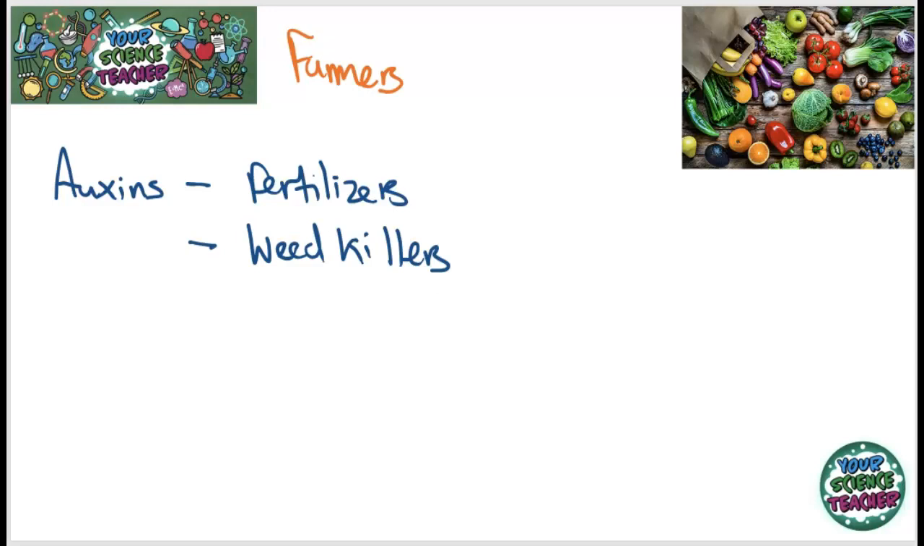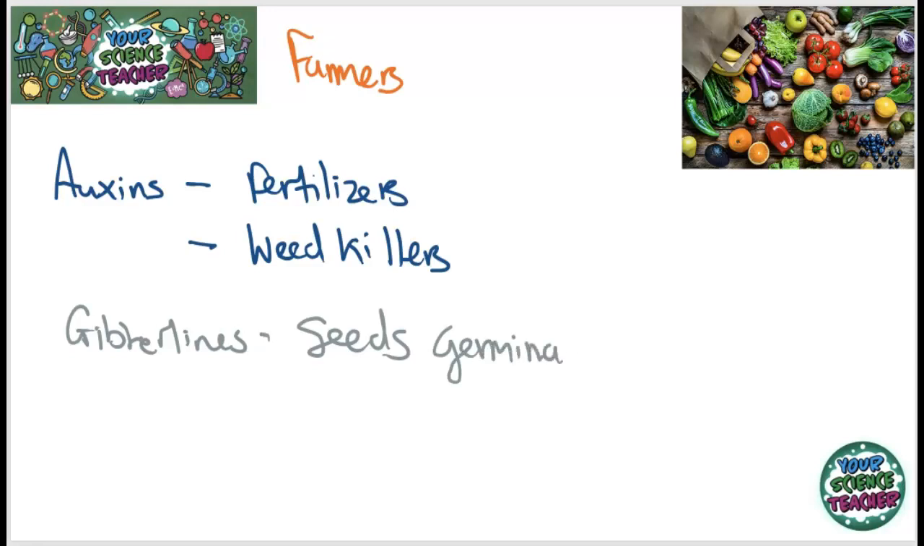Some different fertilizers that farmers use are gibberellins. What gibberellins do is they cause seeds to germinate quicker. Obviously, if the seed germinates quicker, then you can grow more crop, and you can also make sure that it's grown quicker. So you can replant other things in that field later down the line.